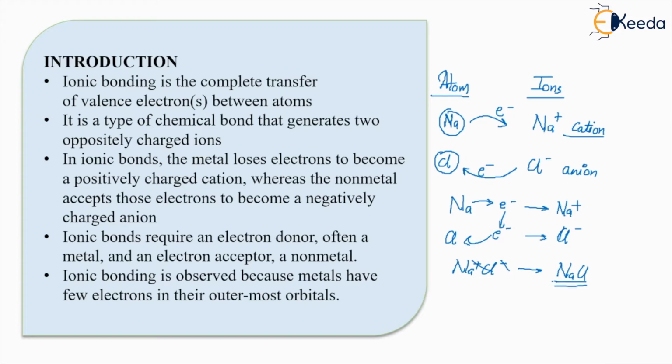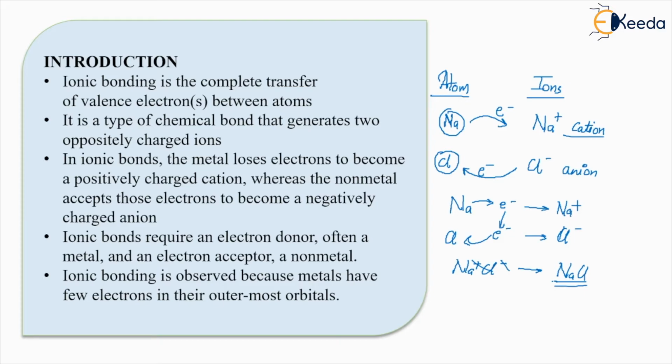Ionic bonding is the complete transfer of valence electrons between atoms. It is a type of chemical bond that generates two oppositely charged ions. In ionic bonds, the metal loses electrons to become positively charged cations, the way I showed you in sodium, whereas the non-metals accept the electrons to become negatively charged anions, the way I showed chlorine. Ionic bonds require an electron donor, often a metal, and an electron acceptor, often a non-metal.